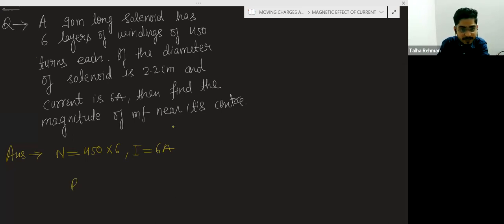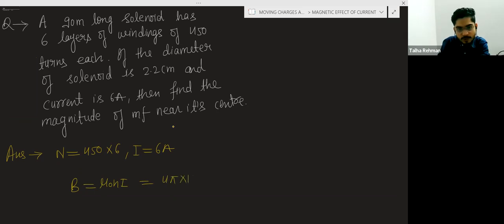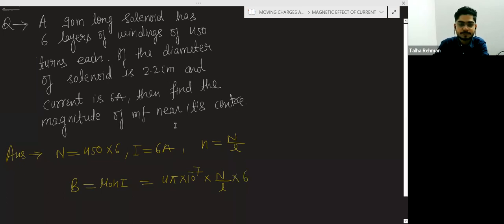So the magnetic field at the center is given by this formula: mu 0 small n into I. Mu 0 is given by 4 pi into 10 to the power minus 7, and small n is capital N divided by the length of the solenoid. Small n is the number of turns of the solenoid divided by the length of the solenoid, the number of turns per unit length. And current is 6 ampere.